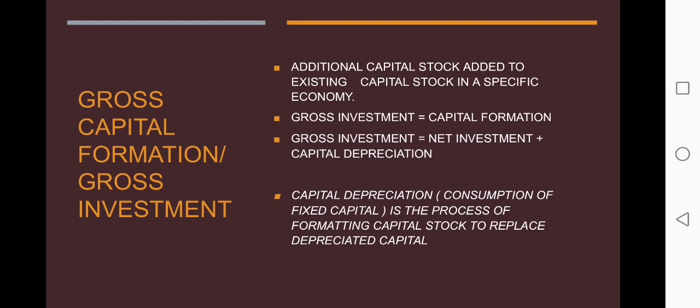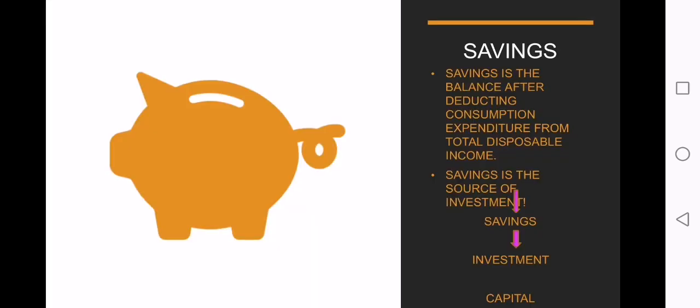Now we'll be learning more about depreciation in future units, where we have to talk about it excessively. But for now, all you need to know is to find gross investment, we have to add capital depreciation to net investment. But then now we know that the source of capital is investment. But then what's the source of investment? Savings. Savings is the balance after deducting consumption expenditure from total disposable income.